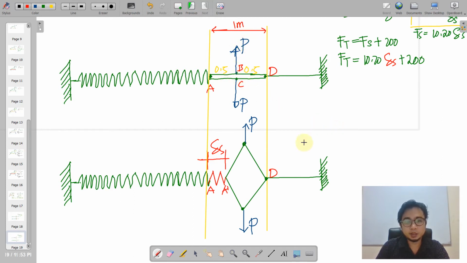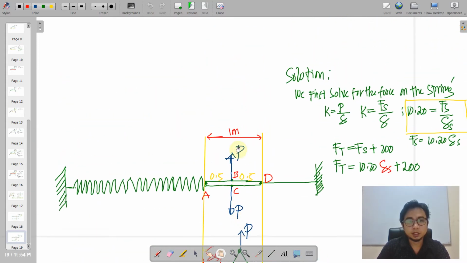So from that we can have our equation. There is a condition in the problem that after the loading is applied, B and C, okay, let us check the problem.